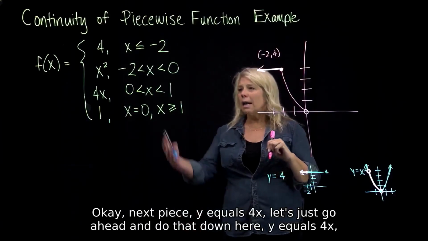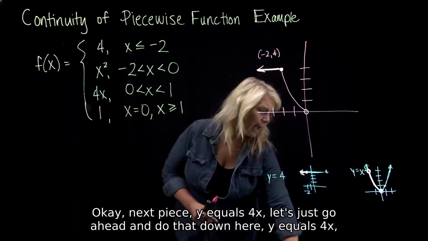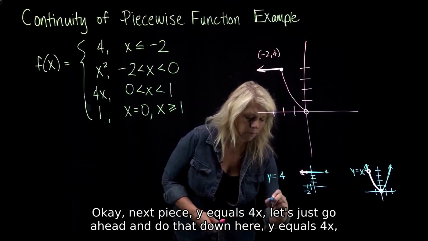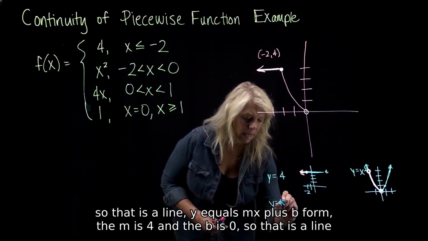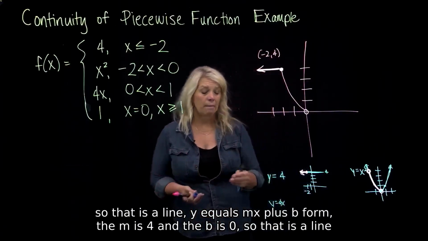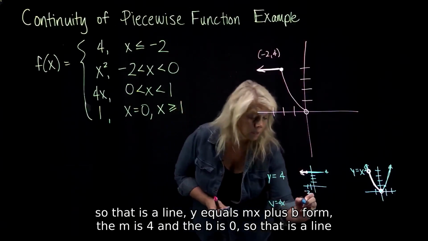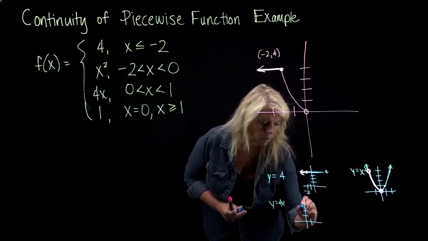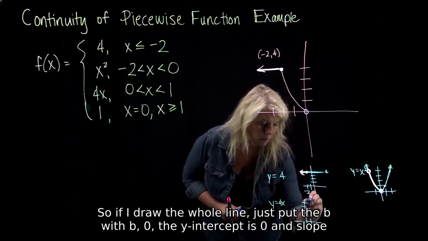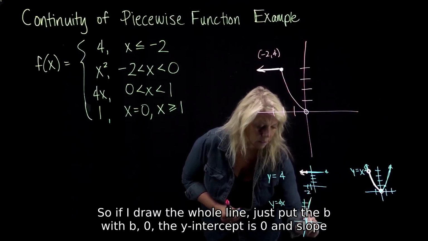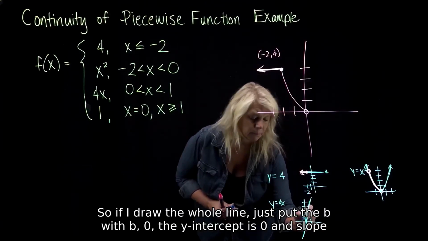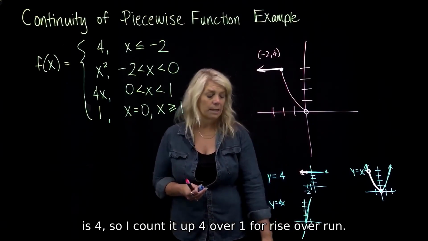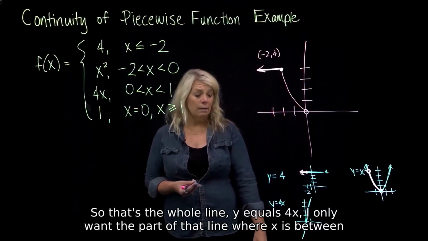Okay, next piece, y equals 4x. I'll just go ahead and do that down here. Y equals 4x. So that is a line, a y equals mx plus b form. The m is 4 and the b is 0. So that is a line through the origin with slope 4. So if I draw the whole line, the y-intercept is 0, and slope is 4. So I counted up 4 over 1 for rise over run. So that's the whole line, y equals 4x.